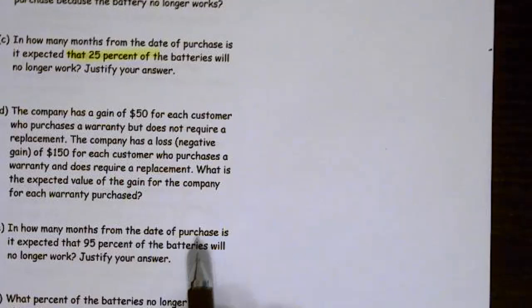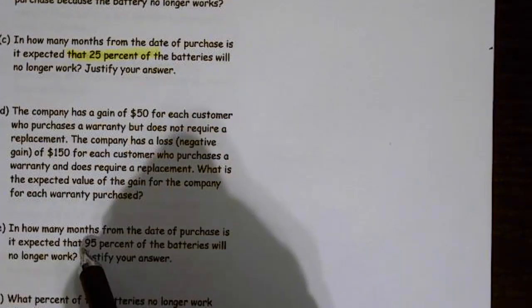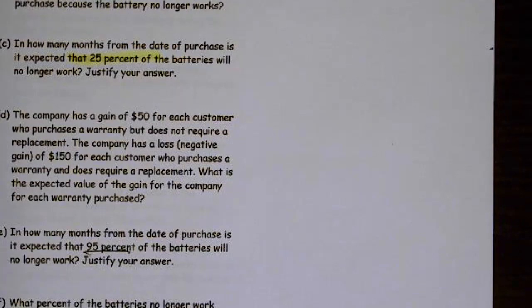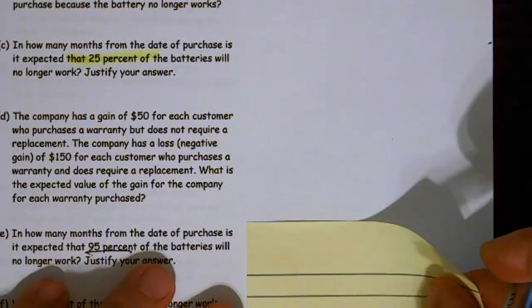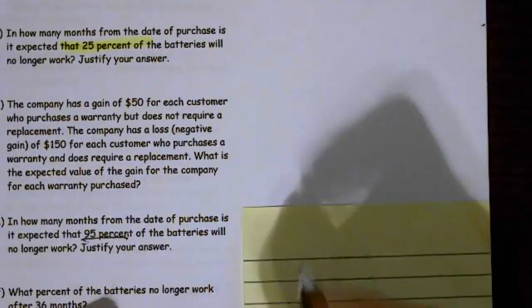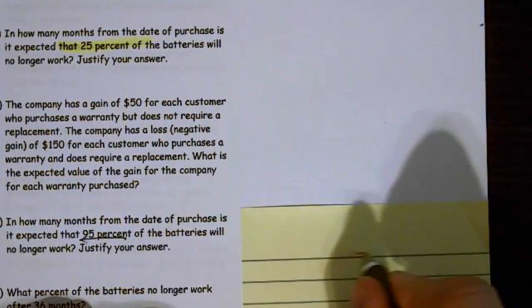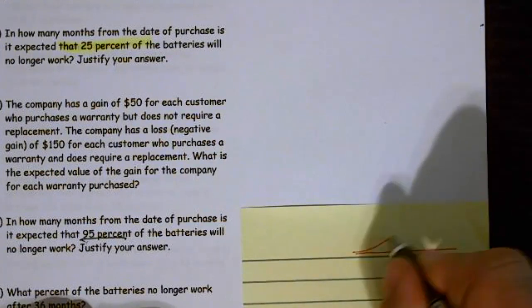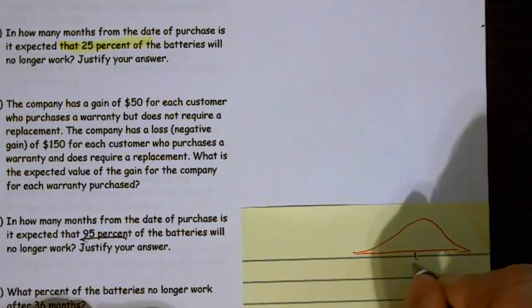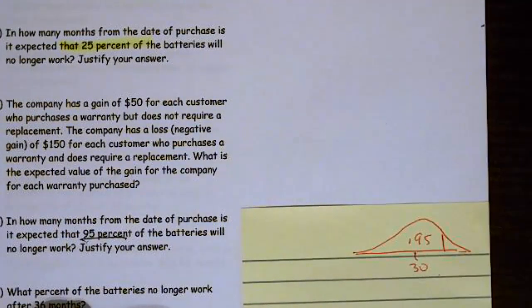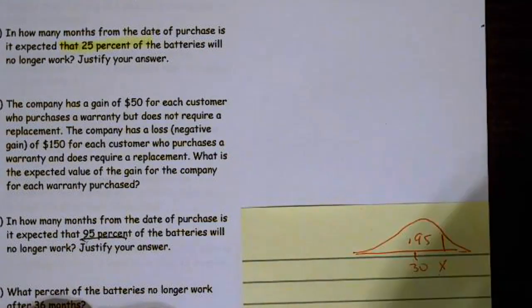Part E, in how many months from the date of purchase is it expected that 95% of the batteries will no longer work? Well, once again, this time they asked for an app. So if they asked for an app, we're working for an inverse norm. So we want expected that 95% of the batteries will no longer work. So here's my mean of 30. And this right here is 0.95. All right. And so we want to find this X value.